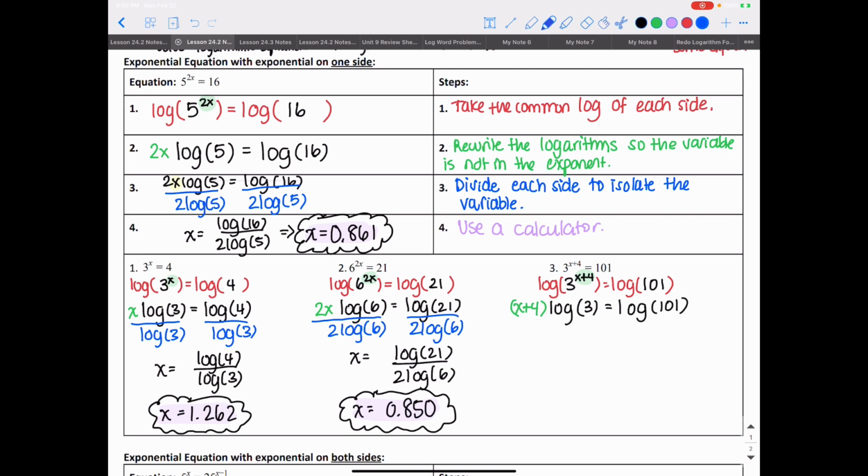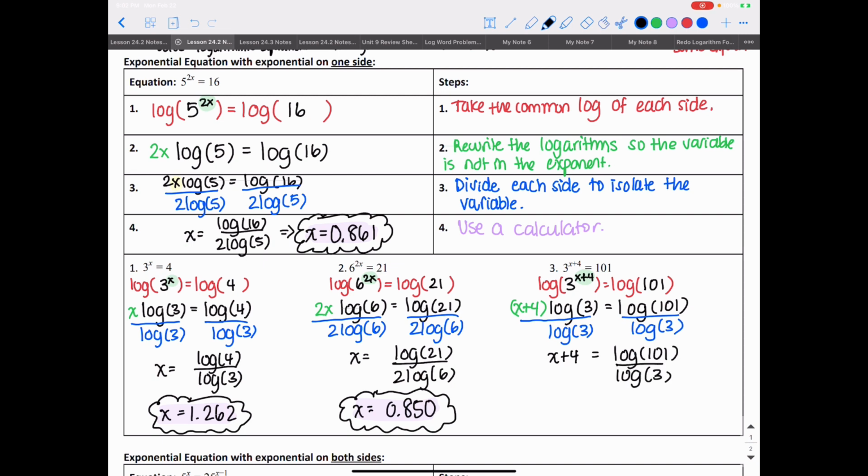From here, I'm going to get rid of everything I can to eventually get back to that x by itself. For starters, I can only get rid of the log of 3 first. So I'm going to divide by log of 3 on both sides first. I'm going to end up with x plus 4. Now I've gotten into the parentheses. I have x plus 4 is equal to log of 101 divided by log of 3.